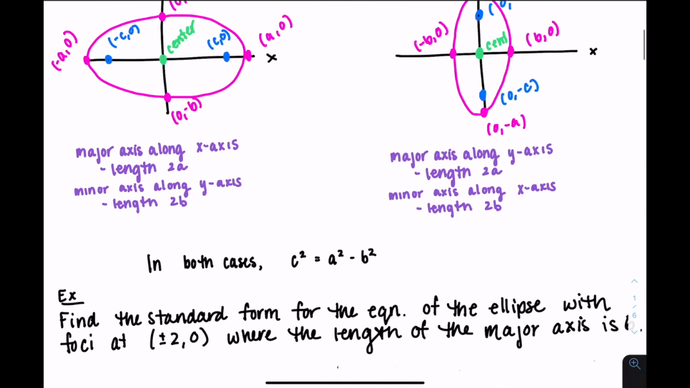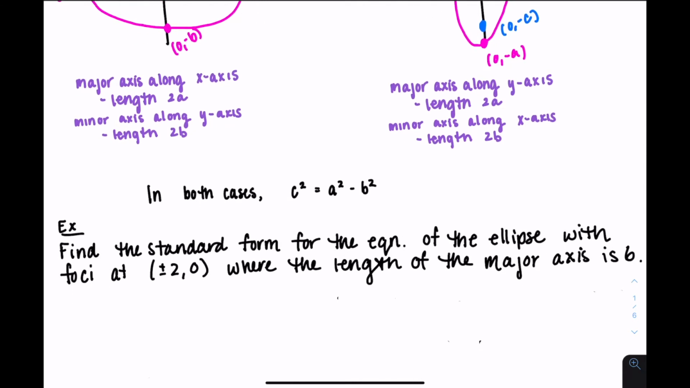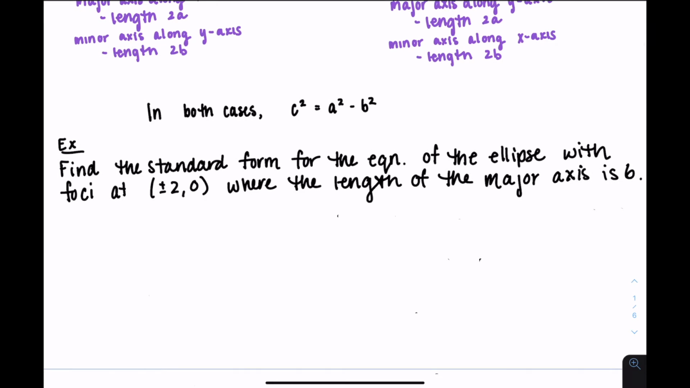Okay, so let's try to come up with the equation of an ellipse. We want to find the standard form of the equation of the ellipse with foci at plus or minus 2, 0, and we're told the length of the major axis is 6.